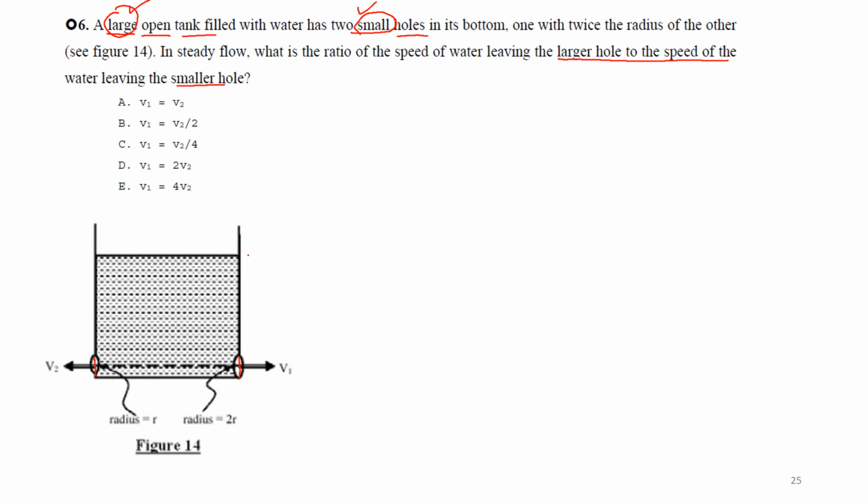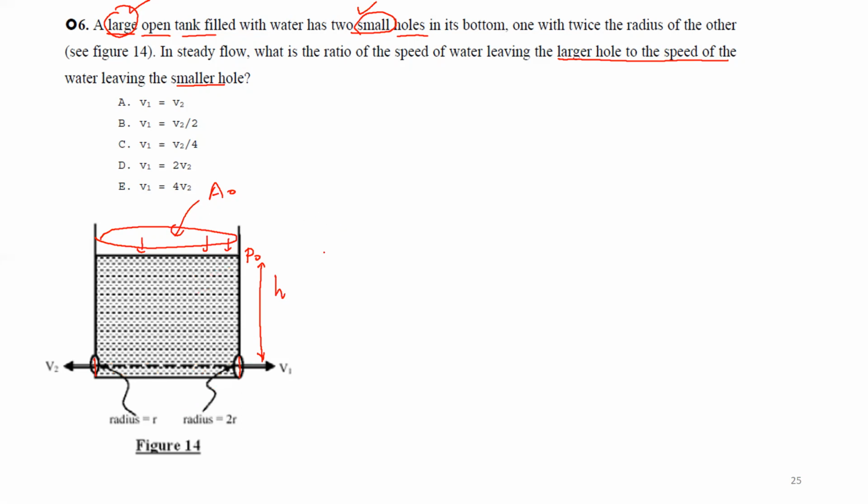So of course, this is open. So here I have atmospheric pressure, P naught. And this is large, the cross-sectional area here of the tank, I will call it A naught. It's in contact with atmospheric pressure, so it will be P naught. Now here, let's say this is height H. So here you have a difference of height H. So these two holes are at the same height from the top surface of the water.